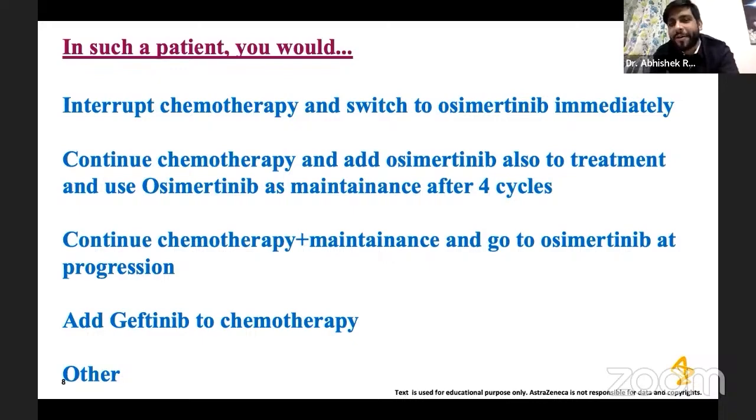But hypothetically, if there is a situation like this, I will stop the chemotherapy at 4 cycles and then go for the TKI agent. Dr. Pratik will not wait for the progression. Dr. Pratik, what's your practice here?